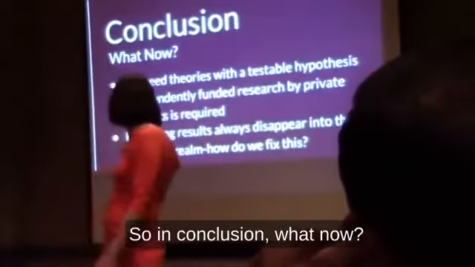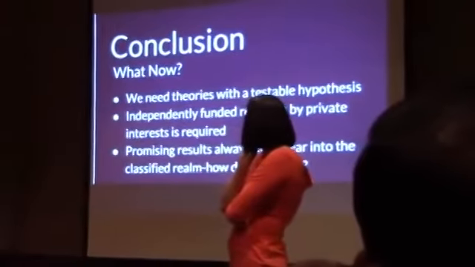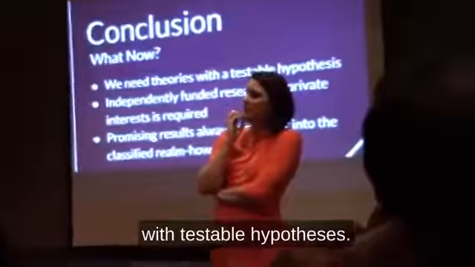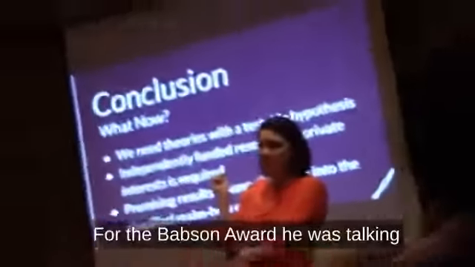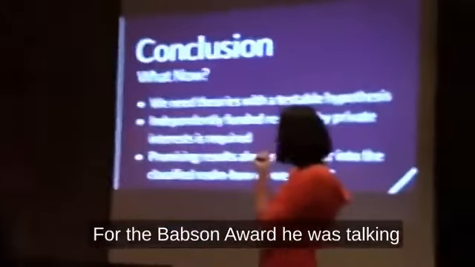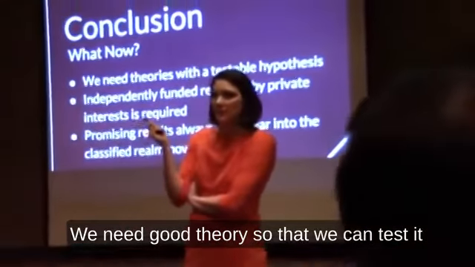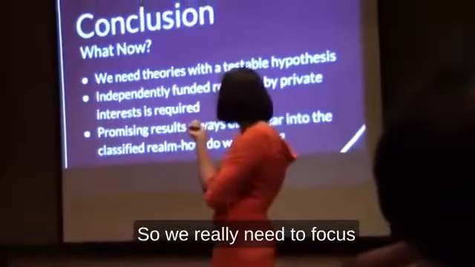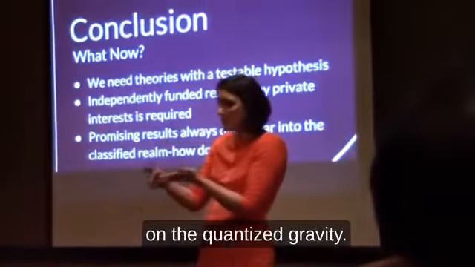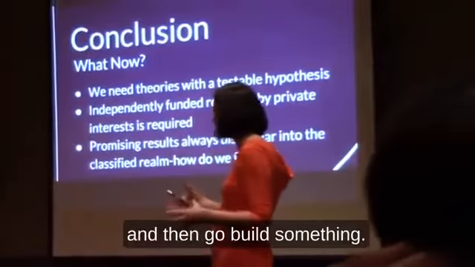So in conclusion, what now? We kind of need theories with testable hypotheses. That was what that Bryce DeWitt guy said, right? For the Babson Award, he was talking about how we're kind of ahead of ourselves here. We need good theory so that we can test it and see if the theory's right or not. So we really need to focus on quantized gravity: is that a thing or not? And figure out the theory and then go build something.